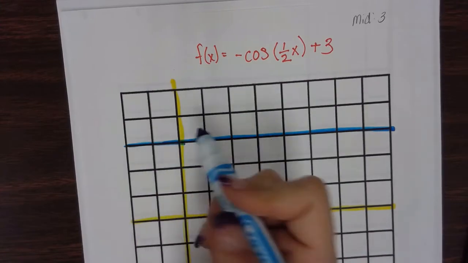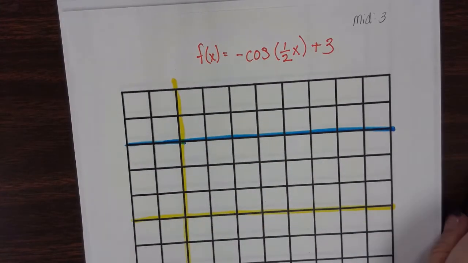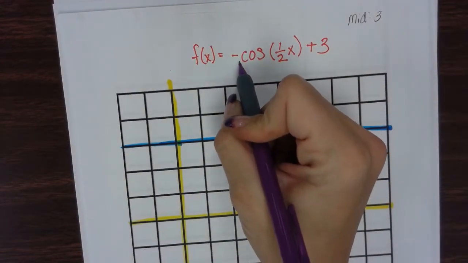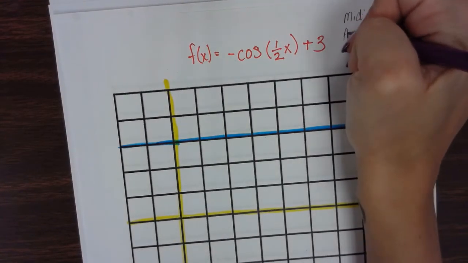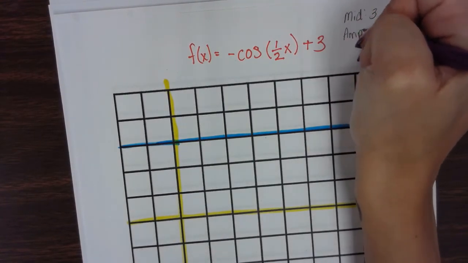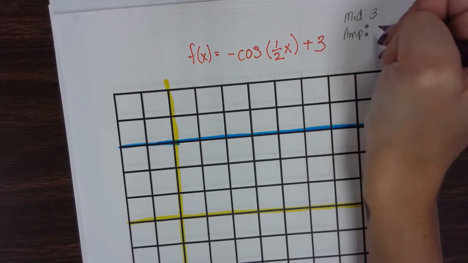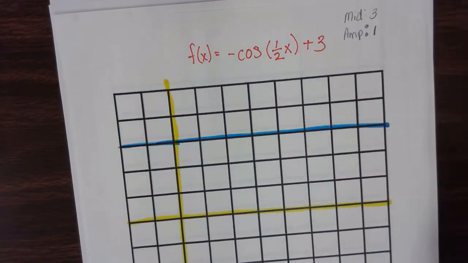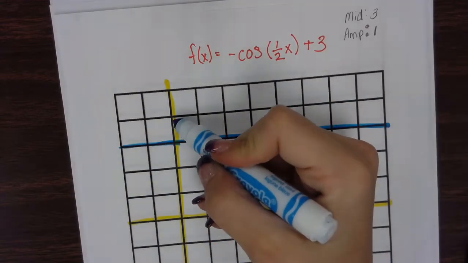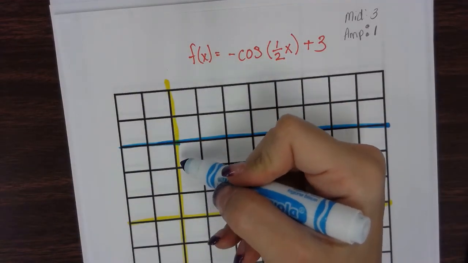Okay. Now our amplitude is what's in front. Our amplitude is 1. If you put down -1, I'm okay with it, but think of height as always positive. So I'm going to graph that amplitude now. So it's 1 above the midline and 1 below the midline.